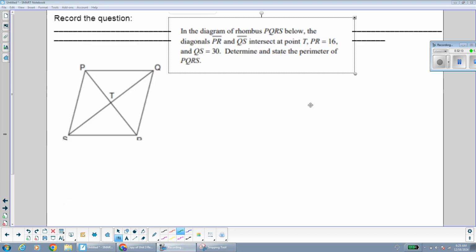In a rhombus, parallelogram properties apply, so the diagonals bisect each other. If this diagonal PR is 16, it's split equally in half. And if this diagonal QS is 30, it's split equally in half. A property of a rhombus is that diagonals are perpendicular. So where they intersect, we have right angles. So we have 4 right triangles. They're all the same.